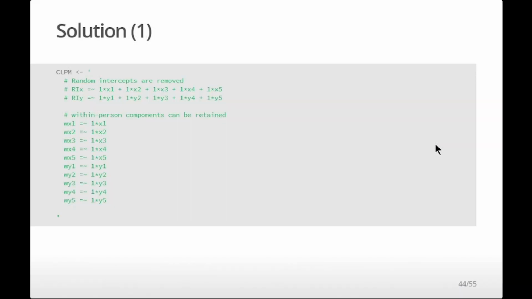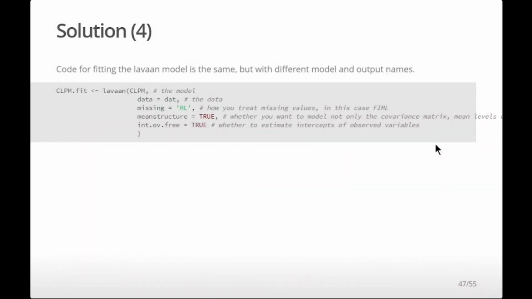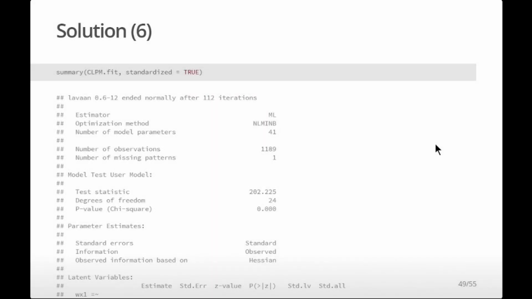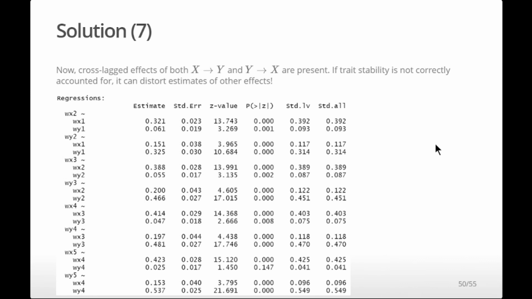This code is the same as the one I showed you before, except I commented out with the hashtag symbol the random intercepts and their correlation. I fit the model using the exact same syntax, and the random intercept cross-lagged panel model wins. But we don't care very much about the fit. What we see is that now we also have a cross-lagged effect of Y on X that we didn't have before. Why? Because, as I showed you before, if you don't account for this correlation, it will show up in the cross-lagged paths.